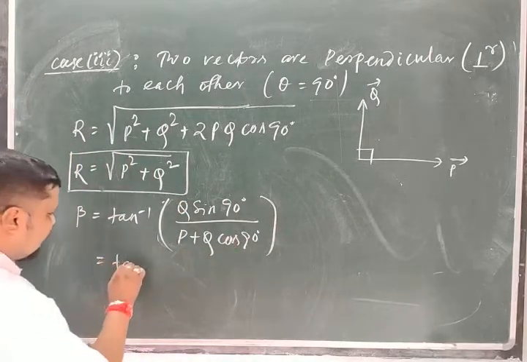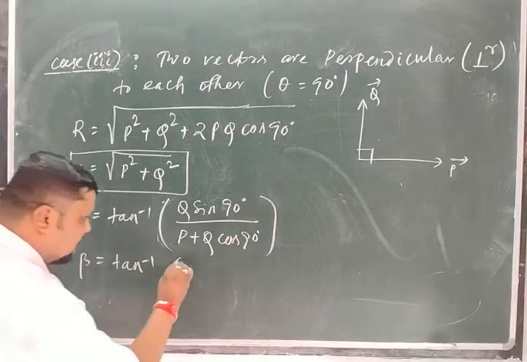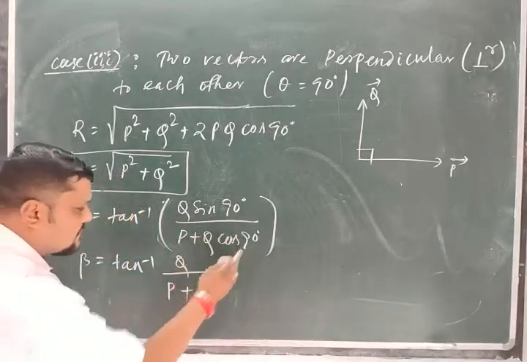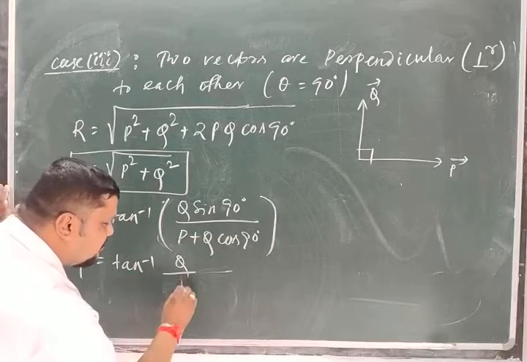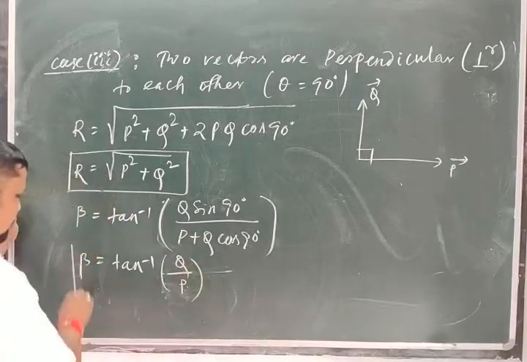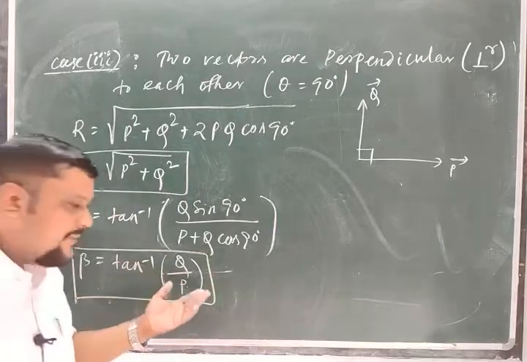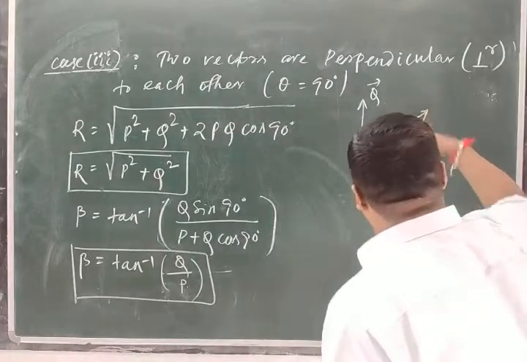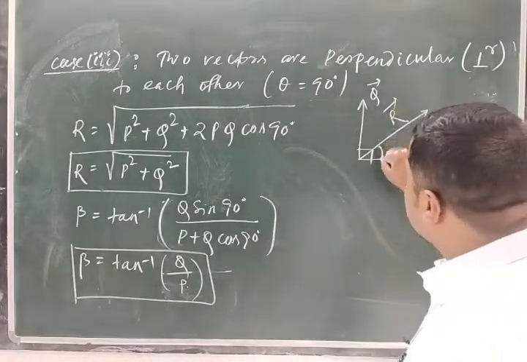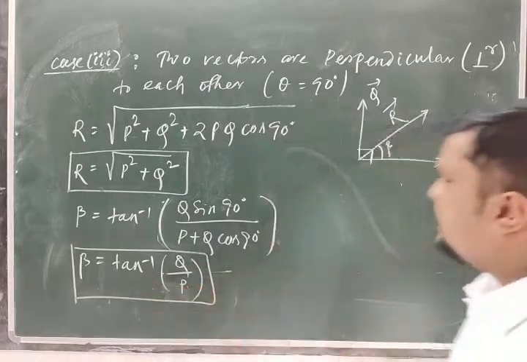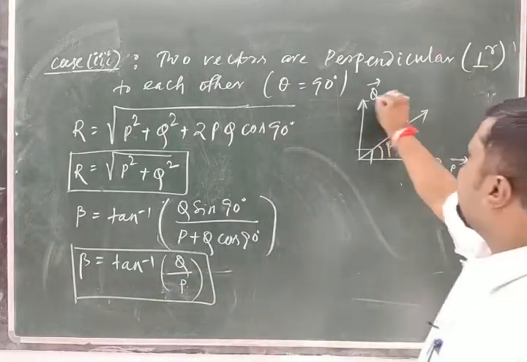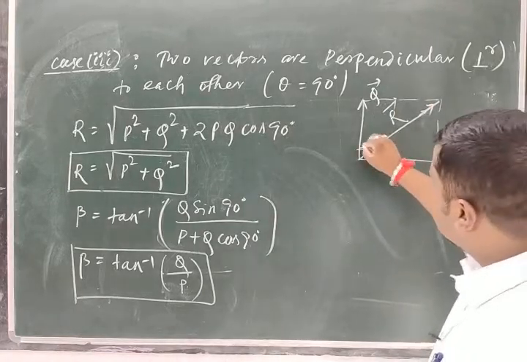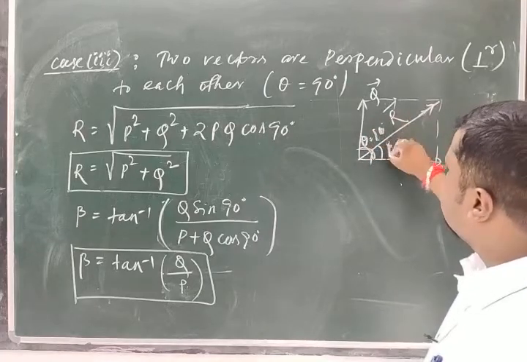So this I can write as tan inverse Q sin 90 divided by P plus Q cos 90. What is Q cos 90? 0. So Q by P. This is tan inverse Q by P. According to the values of Q and P, this will give you the direction of the resultant R, which is equal to beta. This beta is equal to tan inverse Q by P, if we complete this by a parallelogram like that. So this is the theta that is equal to 90, and this will be the resultant.